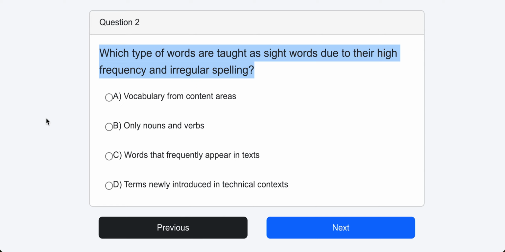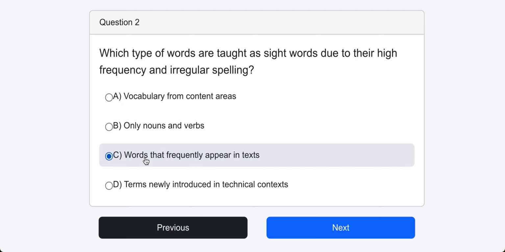All right, high-frequency words that appear often in texts and may have irregular spellings are typically taught as sight words, so we're going to select answer option C. Words that frequently appear in text are really important to make sure our young learners understand how to read, because they are often used in the words that they need to read in their books and the ones that they want to write in their journals.